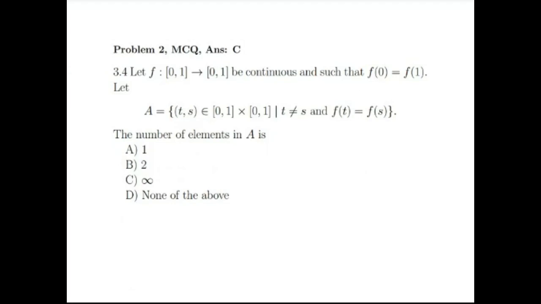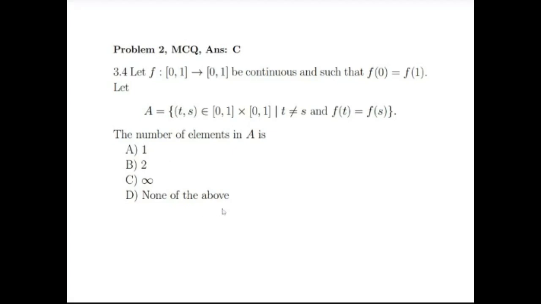Let f be a function which maps from [0,1] to [0,1], continuous and such that f(0) equals f(1). And let A be the set of all ordered pairs (t, s) in this Cartesian product [0,1] × [0,1], basically the unit square, such that t is not equal to s and f(t) equals f(s). The number of elements in A is 1, 2, infinity, or none of the above.